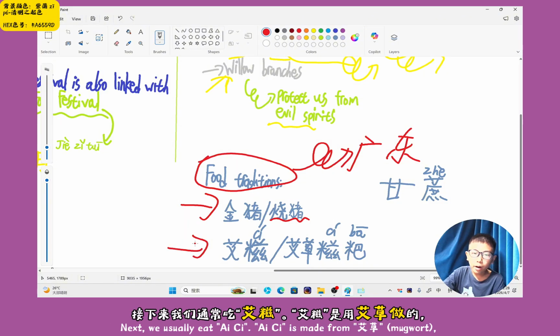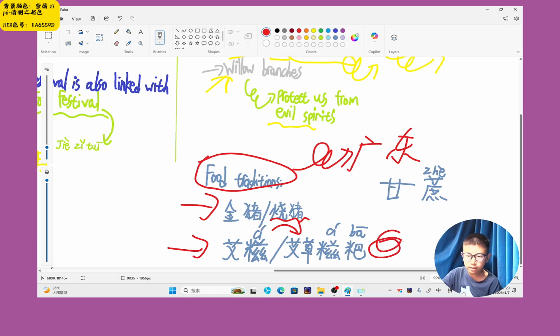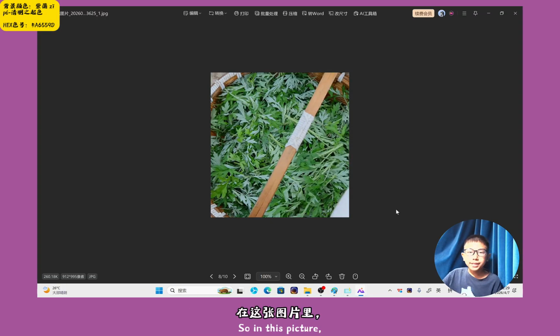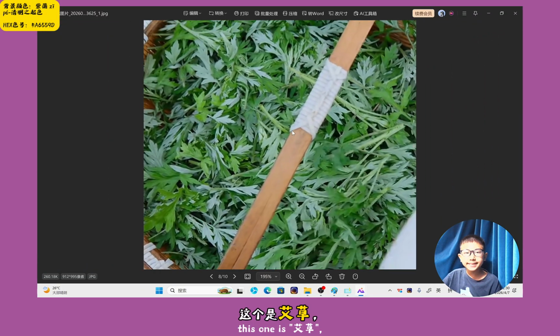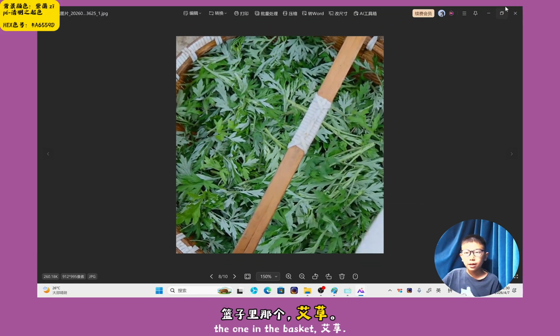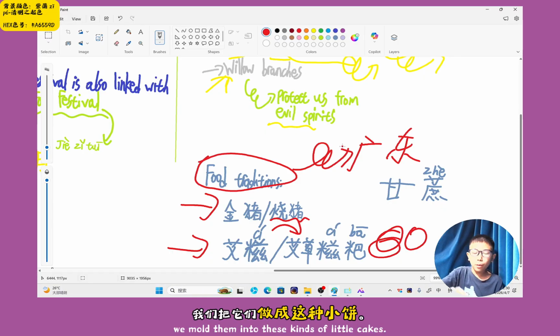Next, we will usually eat 艾糍, which is made from 艾草. We normally mold 艾草 into little cakes. I'm going to show you a picture of 艾草 right now. In this picture, this is 艾草, the one in the basket. Now if we go back to our whiteboard, we mold them into this kind of little cakes.